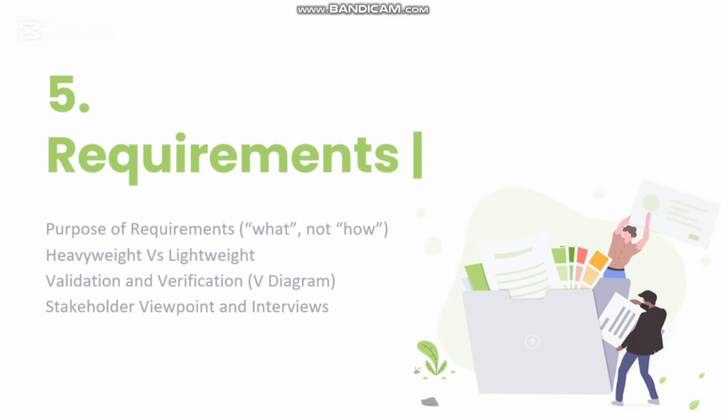In heavyweight, we have detailed documentation, and we must formally document all the details. But in lightweight, we don't have to formally document all the details, and we can use whiteboards, etc., to write those requirements. Then we have the validation and verification diagram. We will see it in detail as well. And then we have stakeholder and viewpoint analysis. Viewpoint means that we see whether our concepts align with our stakeholders or not.